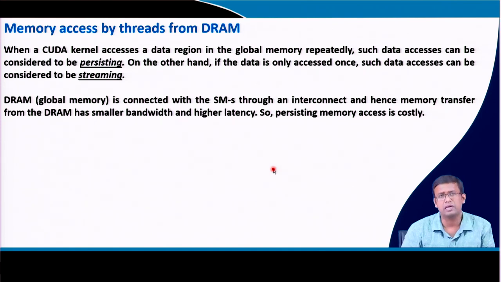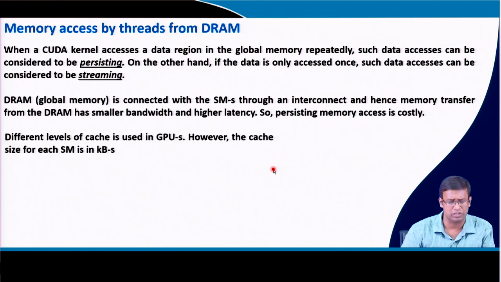DRAM or global memory is connected to the SMs through memory interconnects, and hence memory transfer from the DRAM has slower bandwidth and higher latency. So, persisting access is costly.